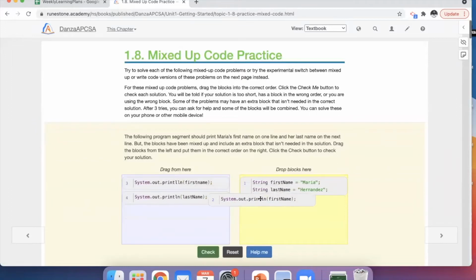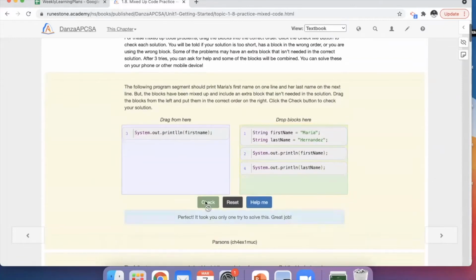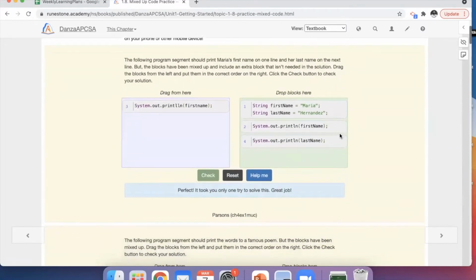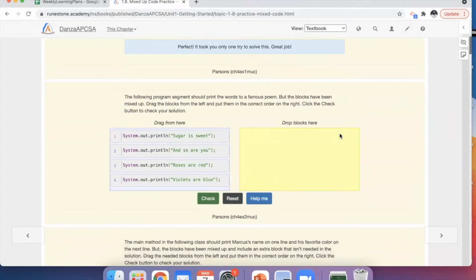It's important to drag the second block over, right? Because if you look at the variable firstName, it's camel case, where if you look right here, first name is lowercase, which does not match up, which is a common mistake. All right. Then we want to use the last name. Make sure it's using println and not just print, because it said we want it on two separate lines. If I check it, it says perfect. It only took you one time. Good job. All right. Next one.